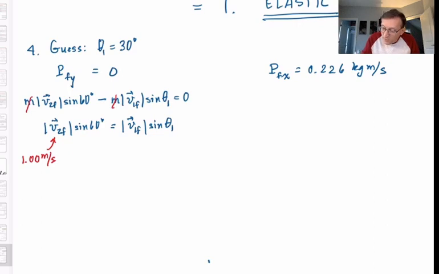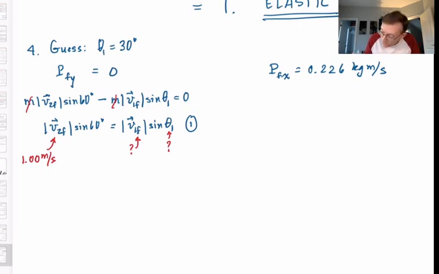The problem with this equation, which I will number equation 1, is that it has two unknowns. I don't know the speed of particle 1 after the collision, v1 final magnitude, and I don't know the angle, theta 1. So two unknowns in one equation, not enough equations. I need another equation. It comes from the x momentum. P final x must equal 0.226. All right, let's add them up.